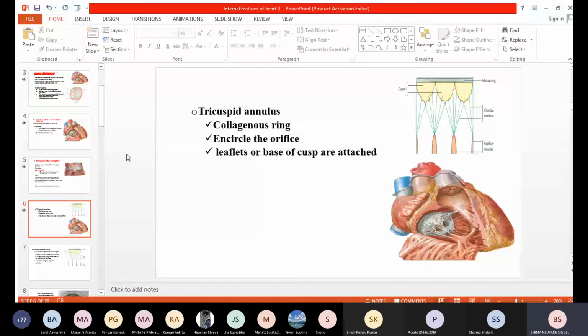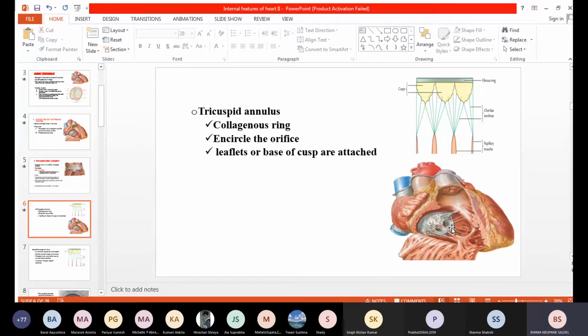Here you can see in the green color, that is the exact annulus. Here you can't see, but the base of the cusp is a round area, that is annular form, right? We have studied that. Annular means a round structure formed by collagenous fibers. So this is the collagenous ring formed by the collagen fibers only. That is about the tricuspid annulus, surrounding the orifice or the opening of the atrioventricular, which encircles or surrounds the orifice.